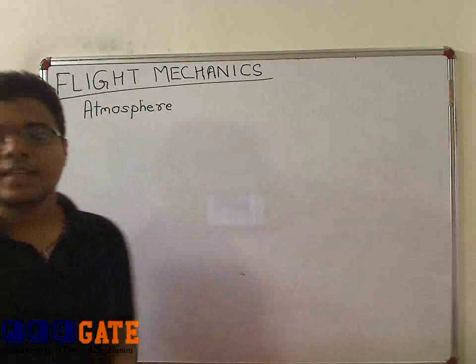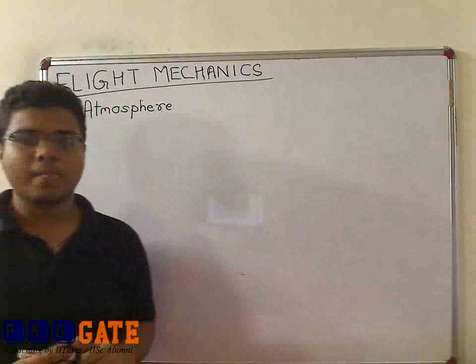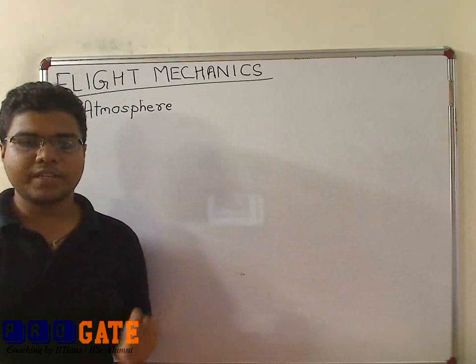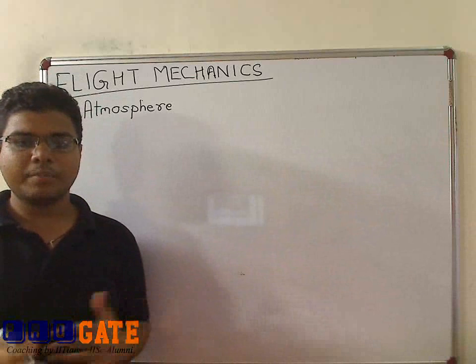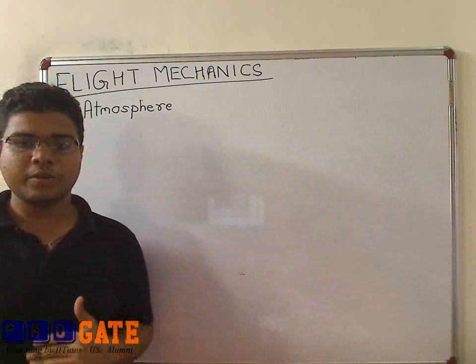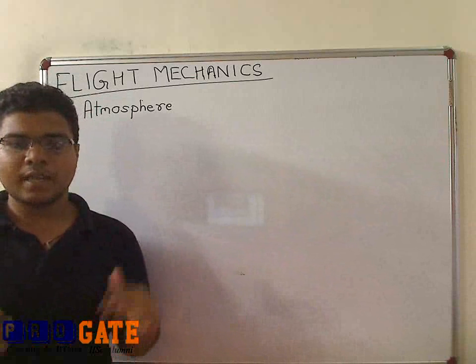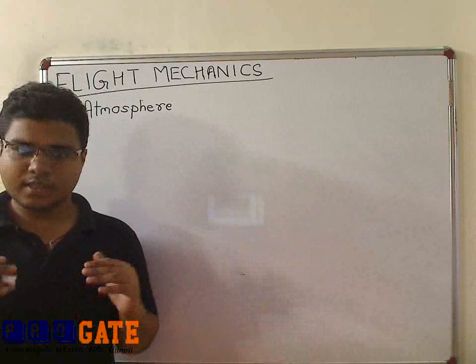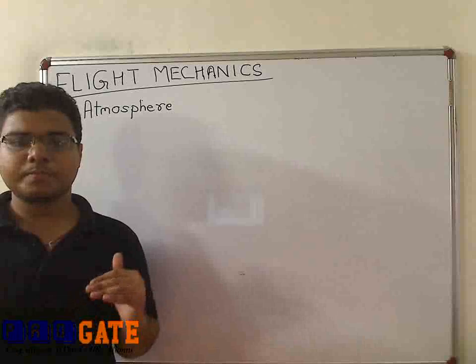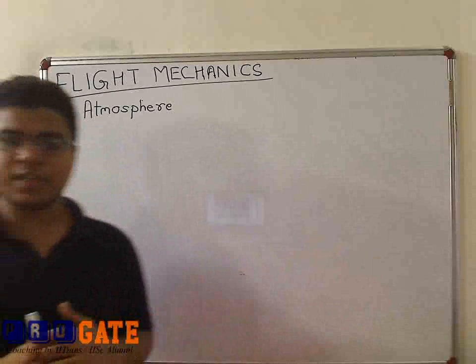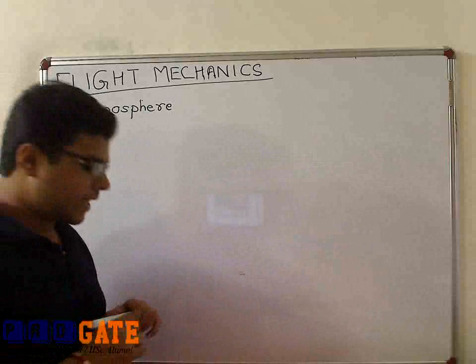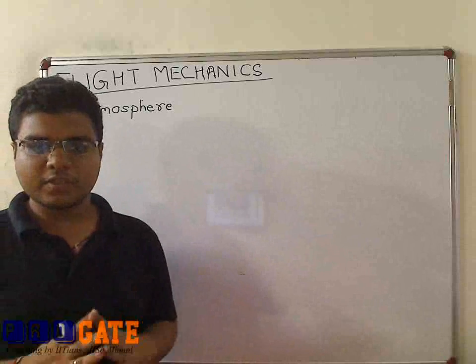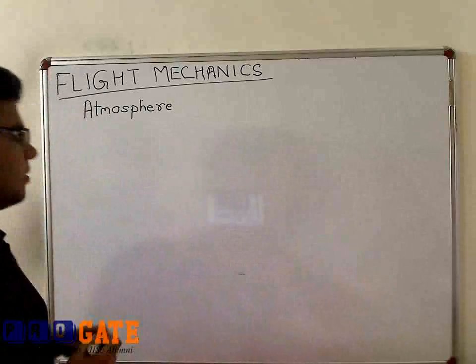So as I said, standard atmosphere can give us the pressure, temperature, or density of any point if we know the altitude. The altitude is described as the distance from the surface of the earth. But technically there are different versions of the definition of altitude.